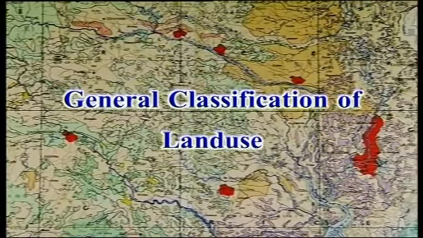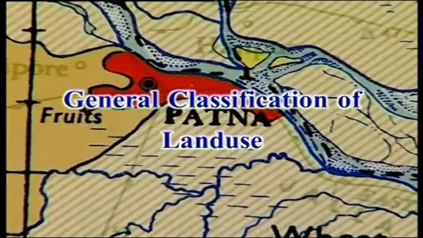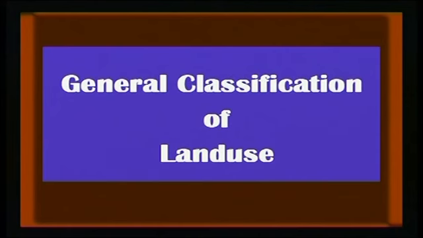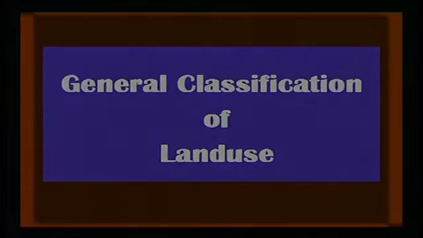The aspects covered in this lesson are the general classification of land use, the land use of Patna plate, the land use of Kolkata plate and the land use of Shillong plate. These are the three sub-regions which are covered in this module. Let us see the first part, the general classification of land use.